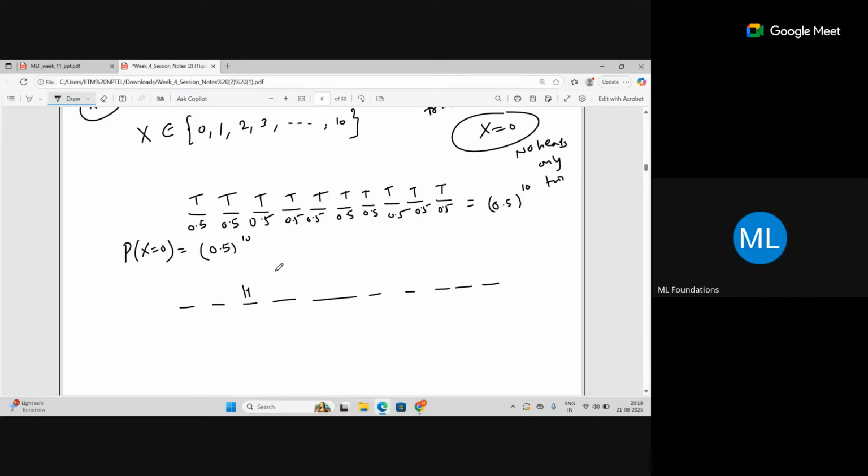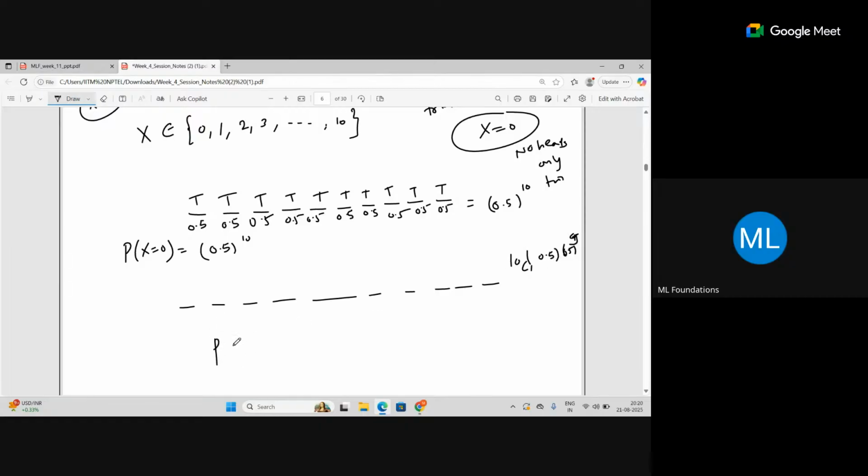But in what toss will I get the head? Let's say I get head in the first toss, or in the second toss. So how to choose the position here? How many ways can the head appear in this fashion? It will be 10C1. So one of those 10 positions I will choose, and the probability of occurring head is 0.5, so it will be 0.5 to the power 1, and then the probability of occurring tails will be 0.5 to the power 9.